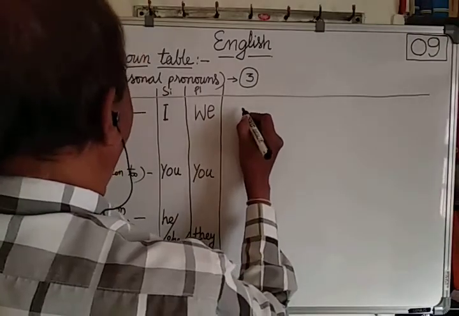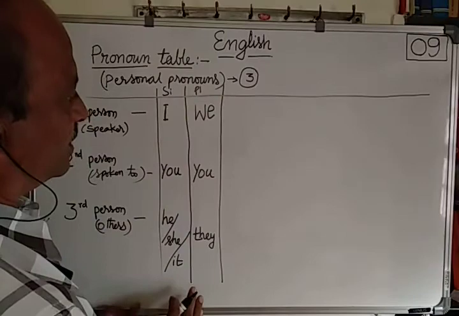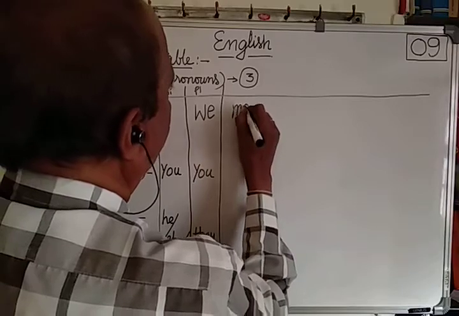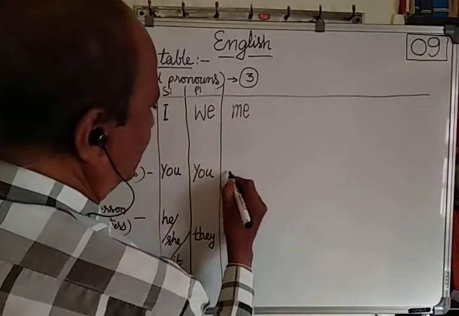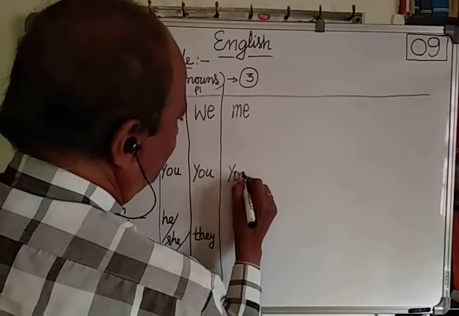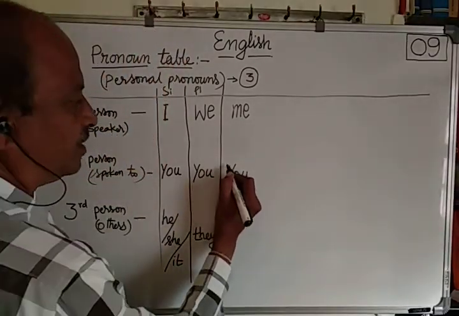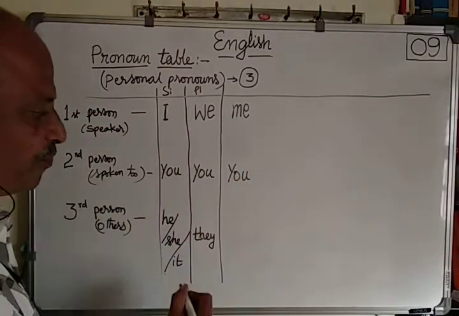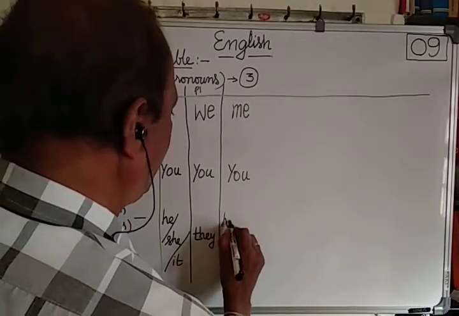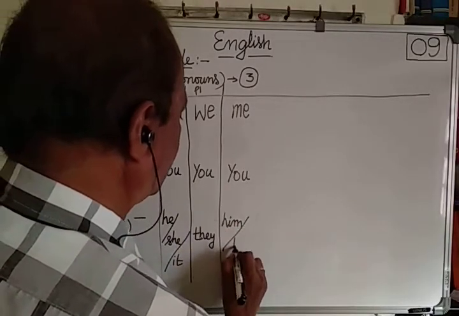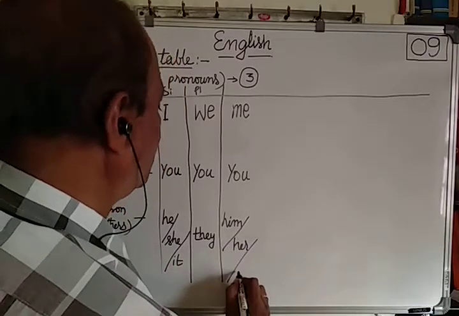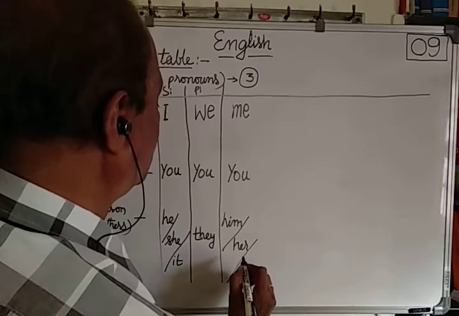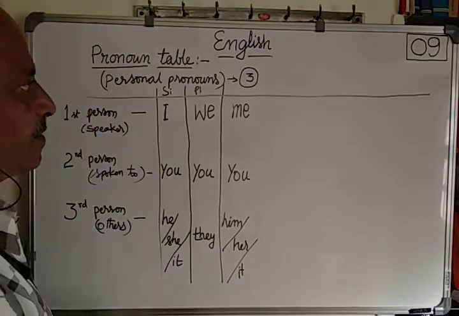Now, these are in the subject place. In the object place, singular: me, to me. Second person, again you. In a sentence, we use 'to' before you: to me, to you. And then to him, to her for girls, and for animals, to it, not its, it.